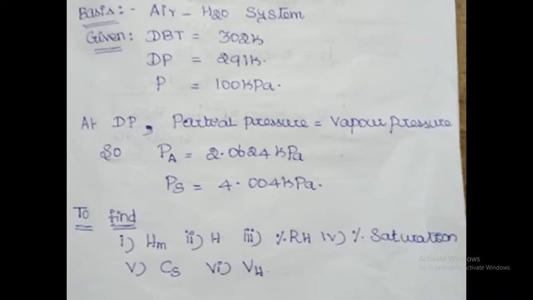Okay. So keep in our mind, at dBT the pressure is equal to vapor pressure. At dP partial pressure is equal to vapor pressure. Are you clear or not? Okay. So the objective of this problem: HM, H, percentage RH, percentage saturation, CS and VH. One by one we will discuss.